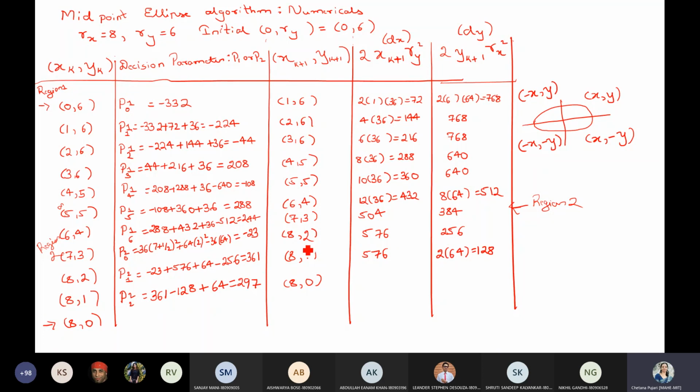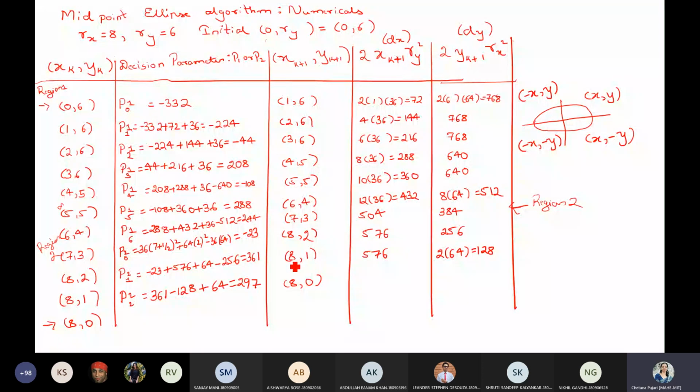Again continue, because you have to continue till your y value reaches 0. So 8, 2, again substitute in the equation your P2 of 1 calculated. You will end up with 361. It is a positive value. So when it is a positive value, there is no change in your x value, whereas the y value is decremented. Because we are in region 2, your y value is decremented at every iteration.